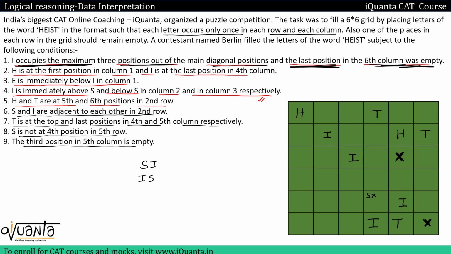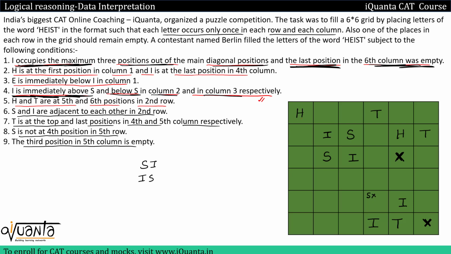Then we can use this clue. Okay, fourth one, we were given that I is immediately above S and below S in column 2 and column 3 respectively. So in column 2 I is above S, so S will be placed over here. In column 3 I is below S, so S will be placed over here.